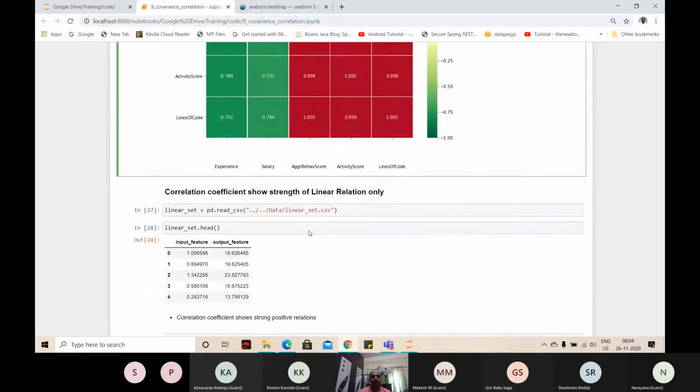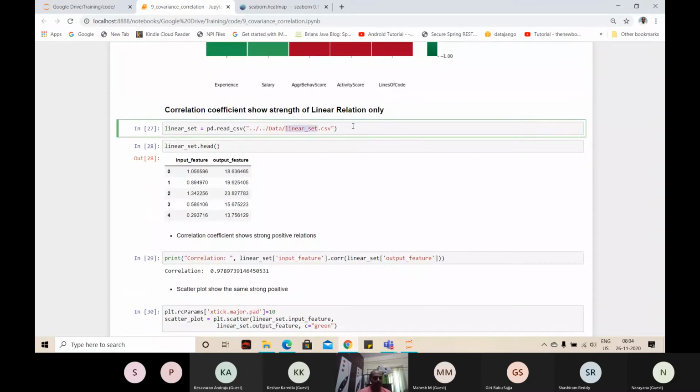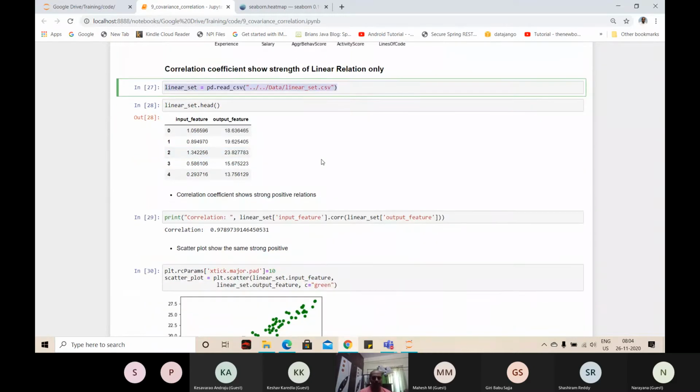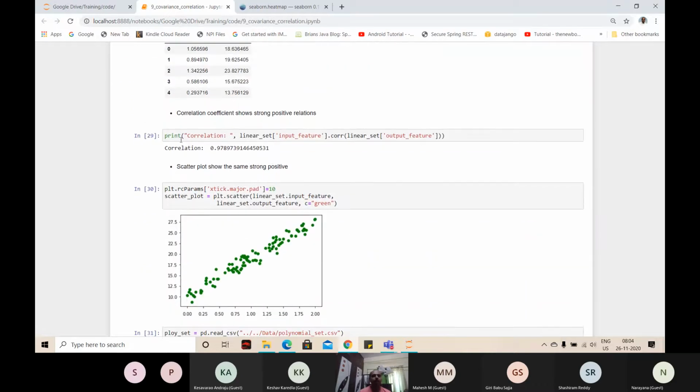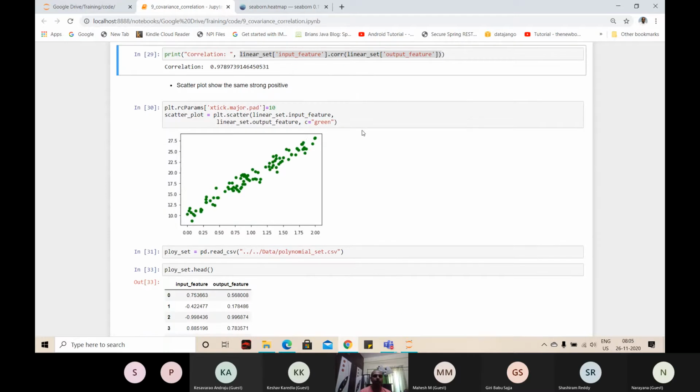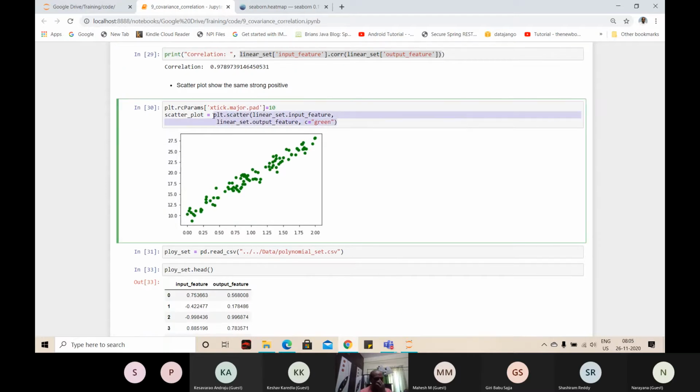Correlation coefficient can represent only linear relationship. This point you need to remember. Okay. So I have taken a linear data set. I generated this. I think I need to upload these. I'll upload these today. And then I calculated a correlation between the input and output. I got 97.8. And then I tried to look at the scatter plot: plt.scatter, the input features, the output features.